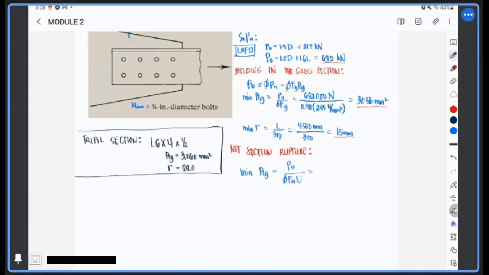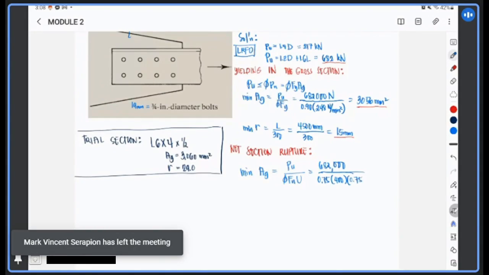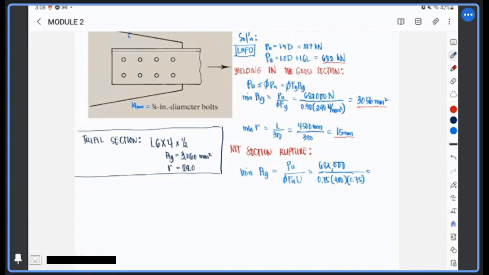So that would be equal to 682,000, all over phi, that's 0.75 for net section rupture, times Fu, that's 400 MPa, multiplied by the least reduction factor, 0.75. This is just to get the minimum gross area for net section rupture. 682 divided by 0.75 by 400 by 0.75, and we have 3,031 or 3,032 square millimeters. So our trial section, which is 3,060, still passes.